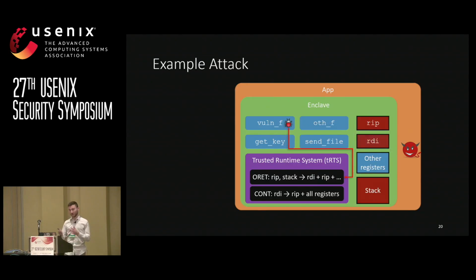Using that, we trigger ORET. From ORET, we can trigger continue. We have full control, and now we can just make arbitrary function calls, for example, to get key, which gets some key and writes it to some place in memory, for example, the stack. Now we can make get key return to ORET and do the same trick all over again, reset the whole context, call send file, and send that key over to the attacker.